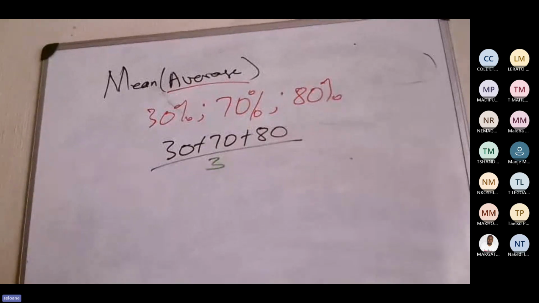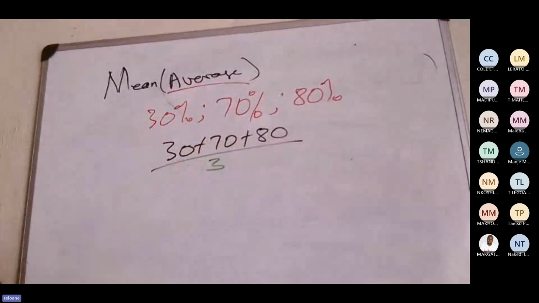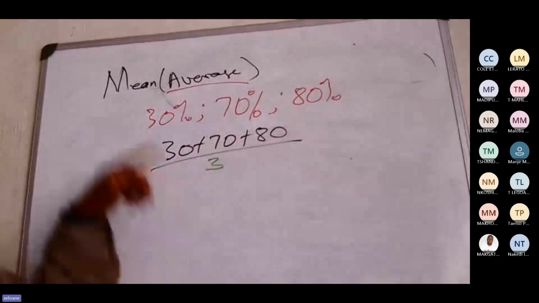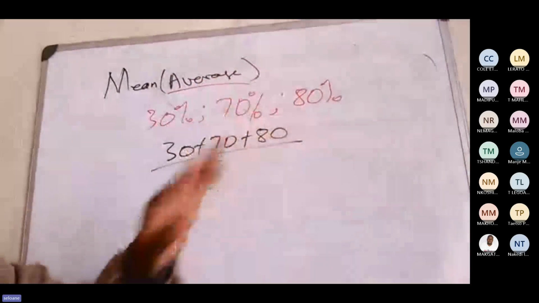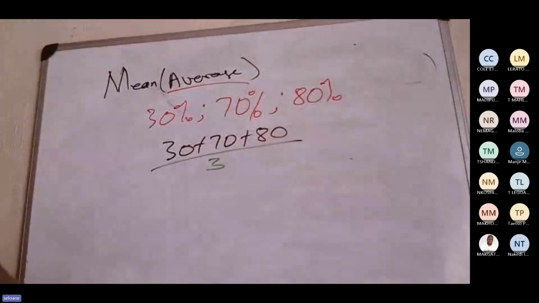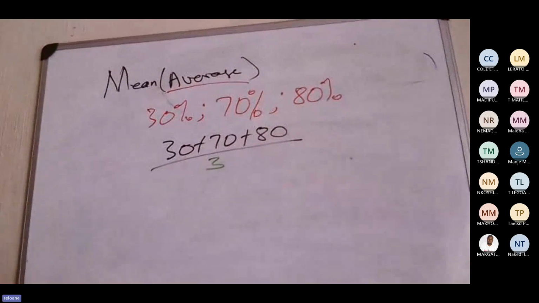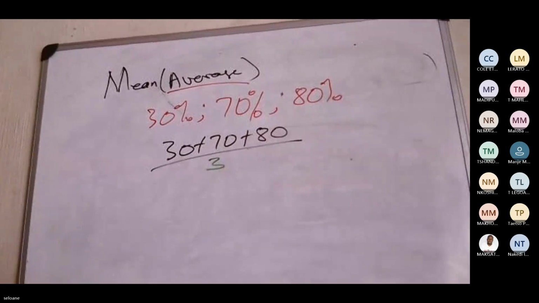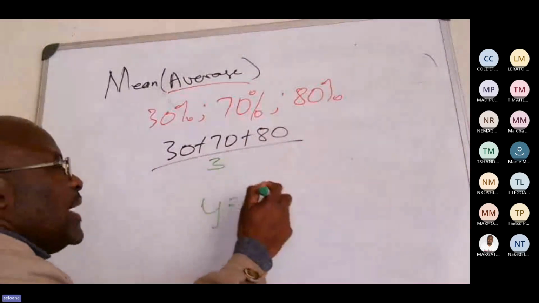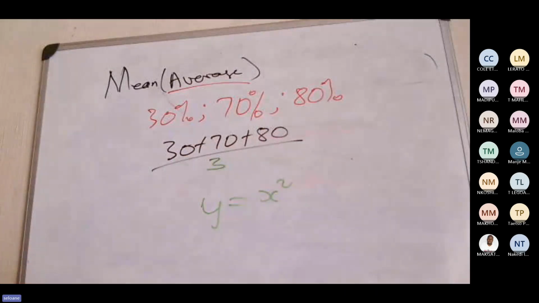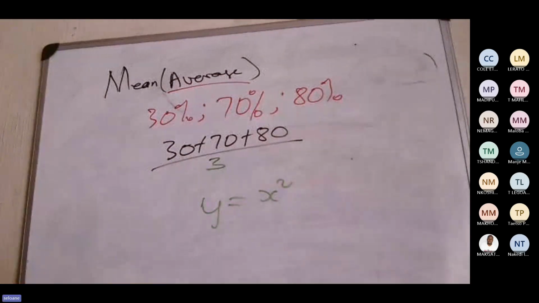But what is important is what? These are discrete. You can count them. Test number 1, test number 2, test number 3. Very important. But now here, we are going to look at the average of something that is not discrete. You have y equal to x squared. Now you tell us this.